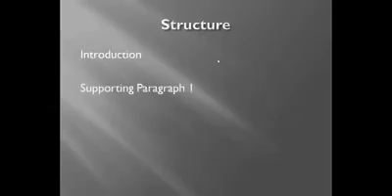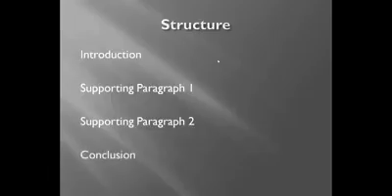So let's look at the overall structure. Of course, first is going to be your introduction, then will be supporting paragraph 1. Supporting paragraph 1 will be the thing that you disagree with. Supporting paragraph 2 will be the opinion that you agree with, and your conclusion. So this is the 4 paragraph structure, general structure, that you use for every discuss both views essay. So let's look at this structure in much more detail.